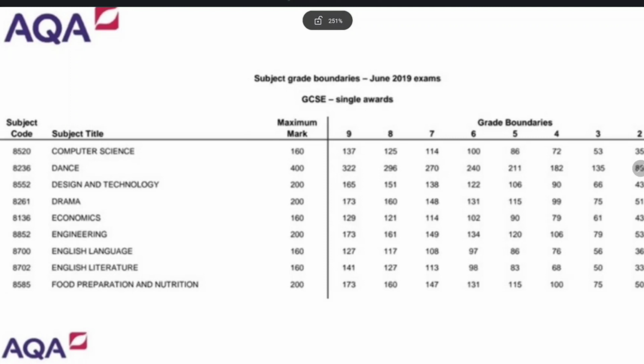So if you look at English language, it's out of 160. You needed 127 for grade 9, 117 for grade 8, 108 for grade 7, 97 for 6, 86 for grade 5, and 76 for grade 4. So again, as you can clearly see, the difference from a grade 4 to a grade 5 was 10 marks. From a grade 5 to a grade 6 was 11 marks. From grade 6 to 7 was 11 marks once again.